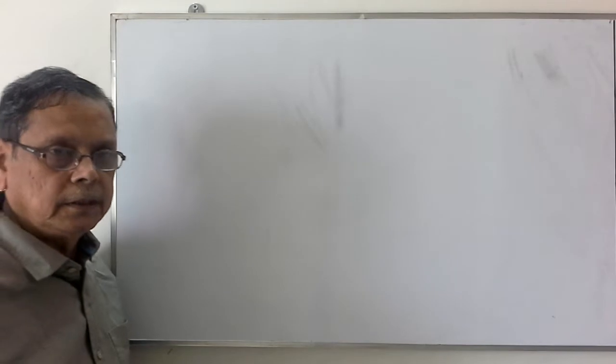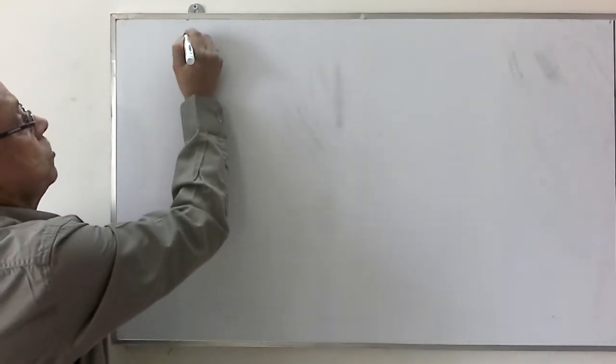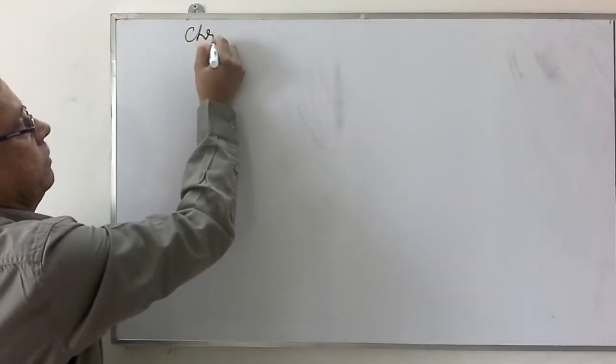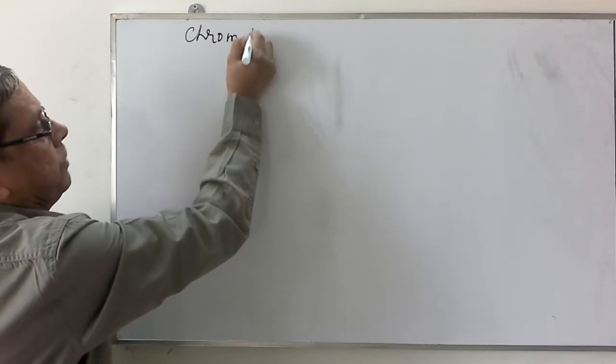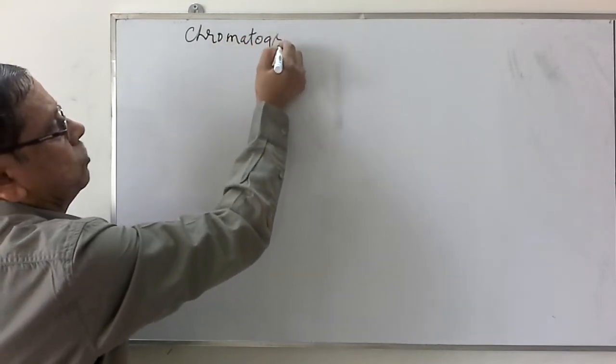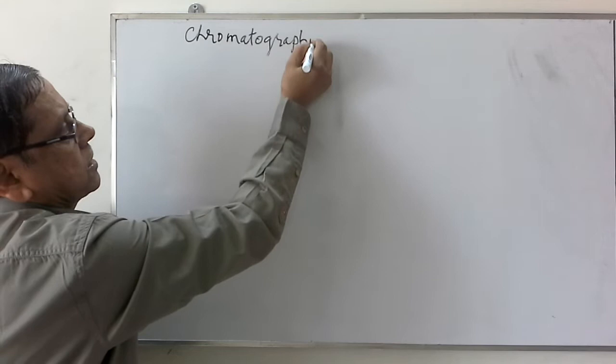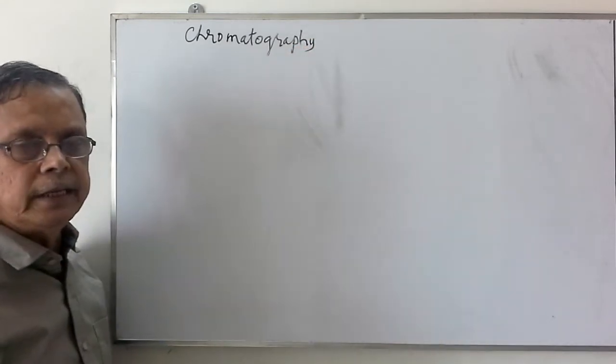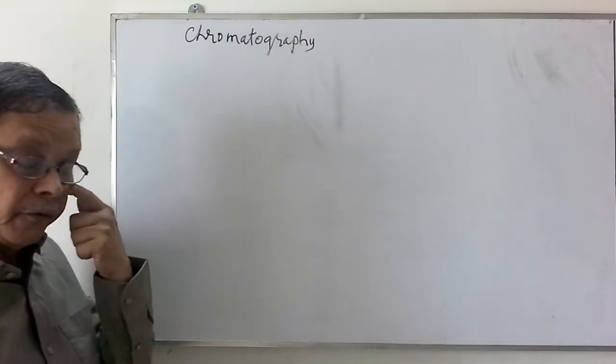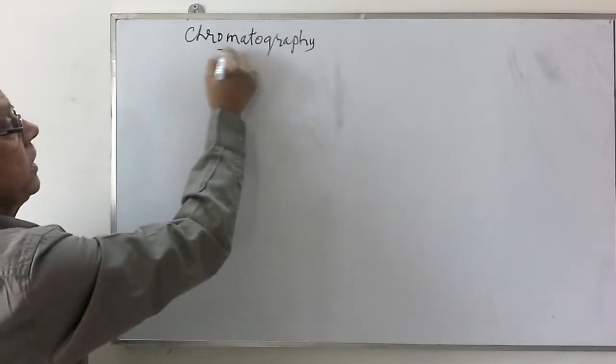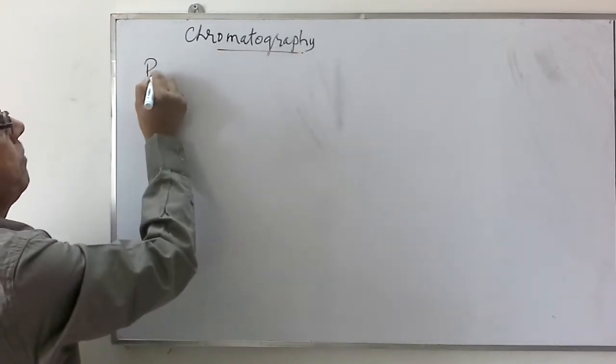Welcome back to the first basic topic. So we are studying chromatography. In the previous video, we studied two methods: one is column chromatography, the other one is thin layer chromatography. Now let us go for the third technique, that is paper chromatography.